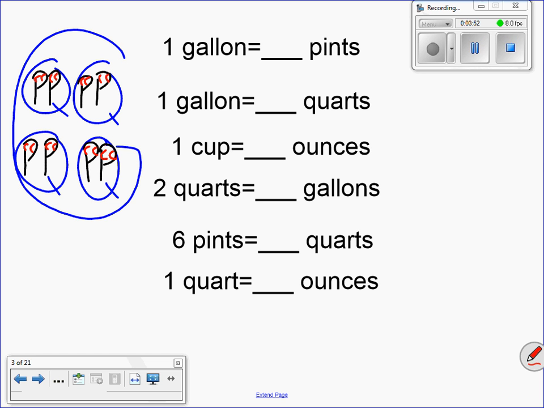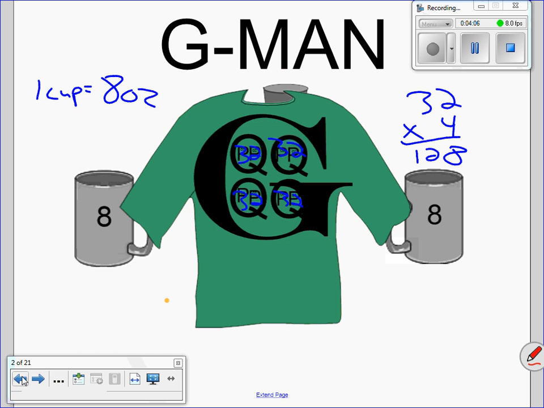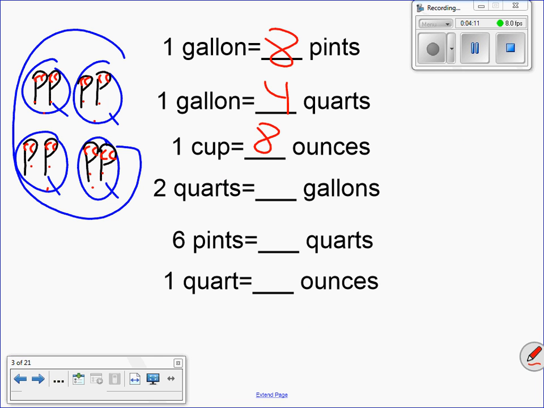So 1 gallon has how many pints? So in this big G, how many pints do we have? 1, 2, 3, 4, 5, 6, 7, 8. 8 pints. 1 gallon has how many quarts? 1, 2, 3, 4. 4 quarts. How many ounces in 1 cup? Remember what he was holding? 1 cup is 8 ounces. 2 quarts, so 2 of these quarts equals how many gallons? That's half of a gallon.